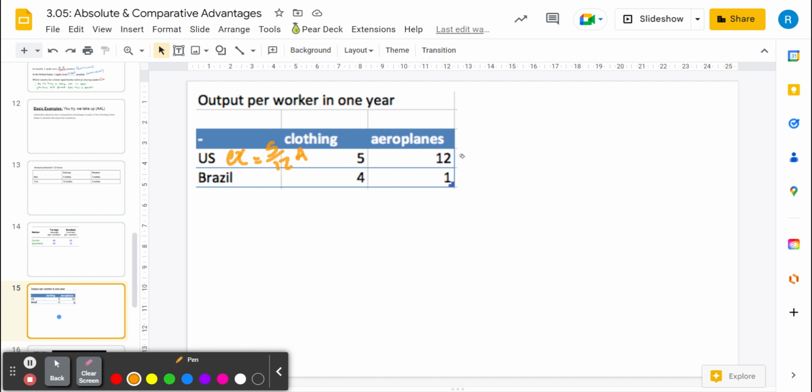Okay, here, opportunity cost equals 12/5, or 2.4, you could say, of clothing. Okay, for Brazil, opportunity cost here would equal 0.25, or 1/4 of an airplane, and the opportunity cost here would equal 4 of the clothing. Okay, so now we're figuring out who has the lower opportunity cost. 12/5, 2.4 is a lower number than 4.